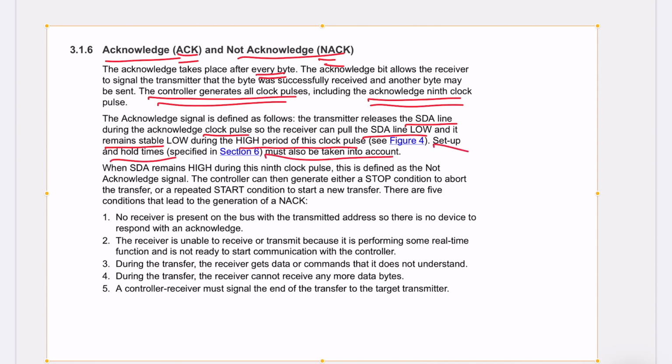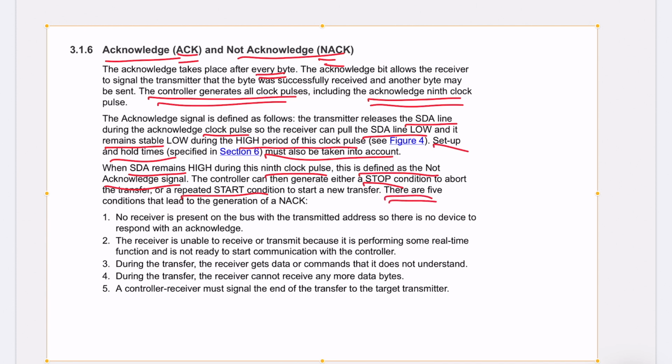When the data line remains high during the 9th clock cycle, this is defined as a not acknowledged signal, or NACK, right? So if the acknowledge is high, this is considered a NACK. If the acknowledge is 0, it's considered low, an ACK. The controller can then generate either a stop condition to abort the transfer or a repeated start condition to start a new transfer.